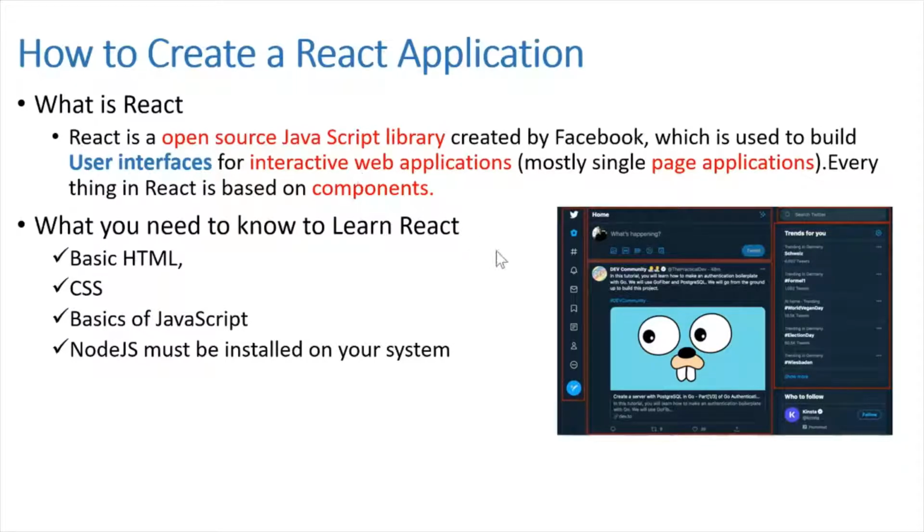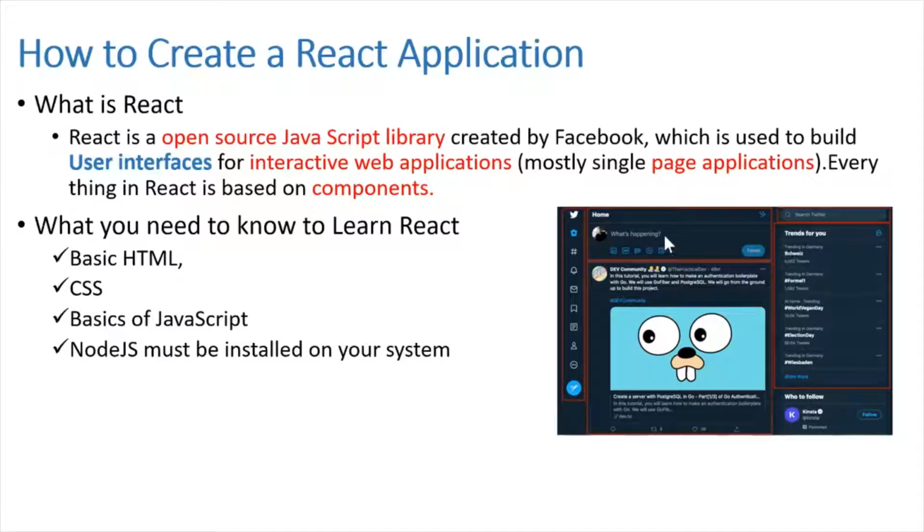For example, this Twitter page could be an example of a React application. One of the important characteristics of a React application is that it is based on something called components. A component is an independent piece of code which can be used multiple times, not only in the same page, but also in different pages.